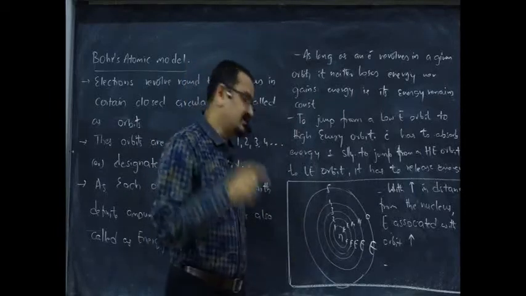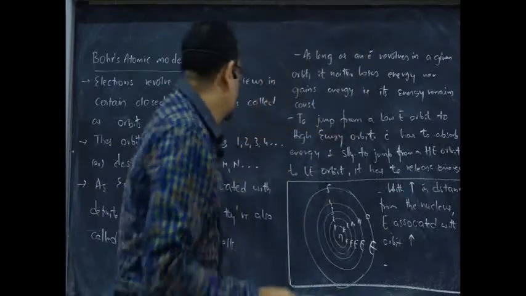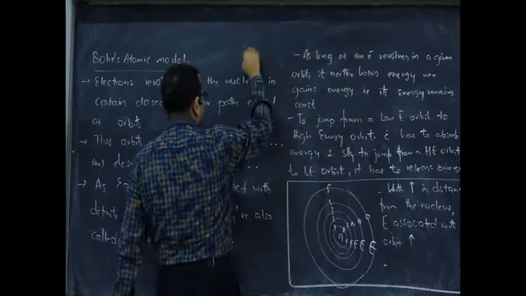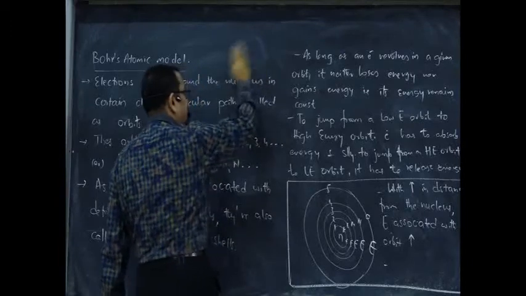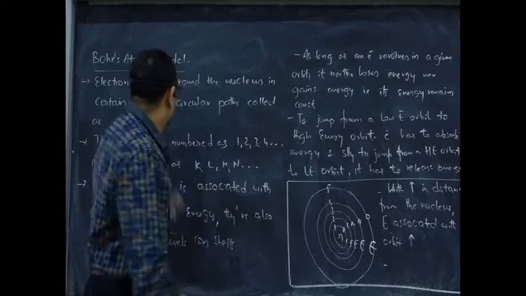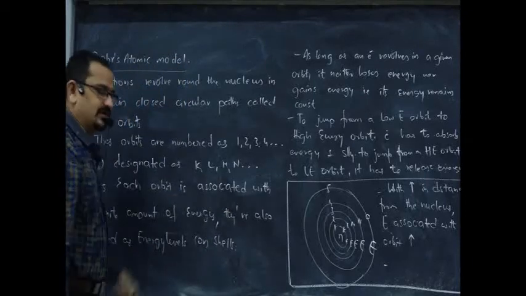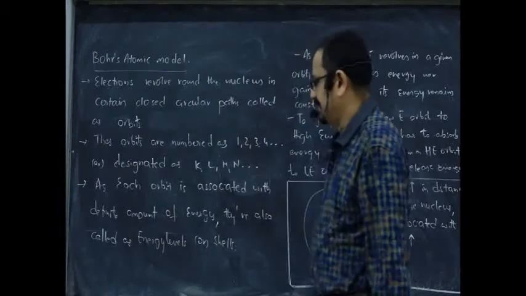In Rutherford's model, what had they given? They had given simply that electrons revolve around the nucleus just like planets revolve around the sun. But Niels Bohr had given the concept of fixed circular orbits. First point: electrons revolve around the nucleus in certain closed circular paths called orbits.